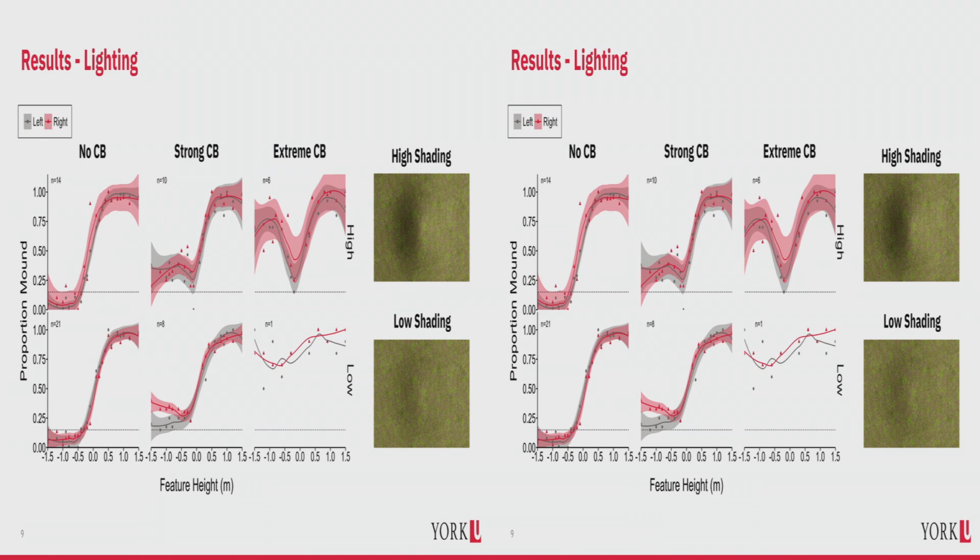Importantly, what this data shows is that the lighting direction, with the light coming from the left in the gray and the right in the red, did not actually inform the direction of the feature or the magnitude of the bias.